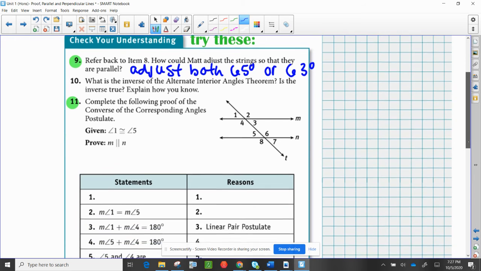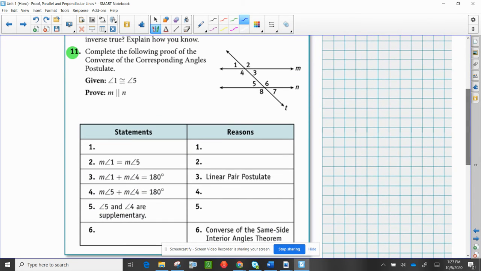All right, so let's put this in a proof now, our favorite thing to do lately. We have two lines, M and N, and they're cut by a transversal T. So we have those 8 angles there. We have that angle 1 is going to be congruent to angle 5.